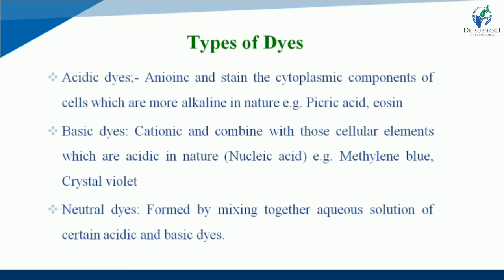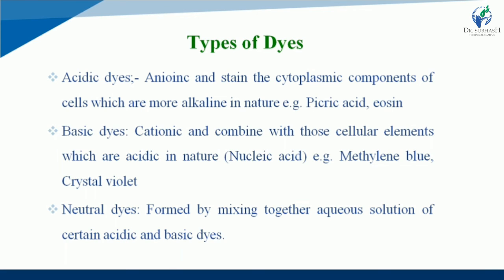So what is an acidic dye? It is anionic and stains the cytoplasmic components of cells which are more alkaline in nature. Examples are picric acid and eosin; both are acidic dyes.